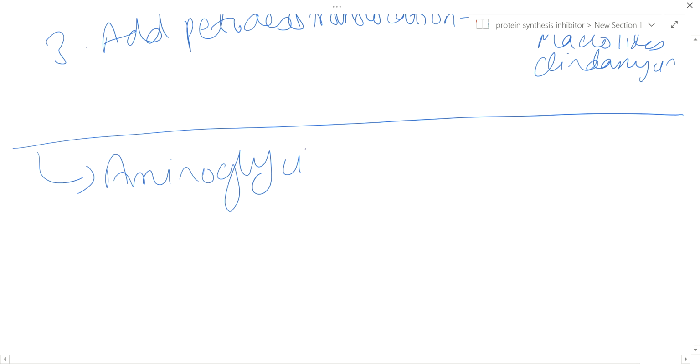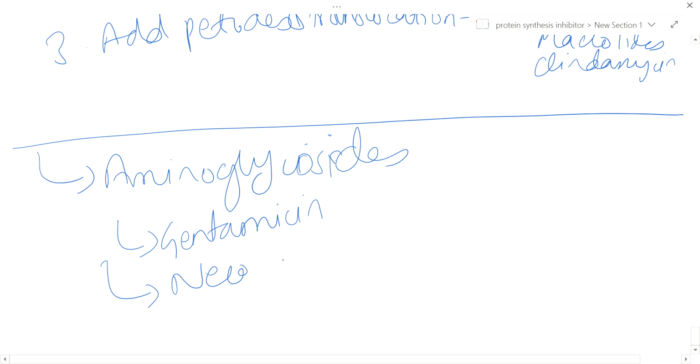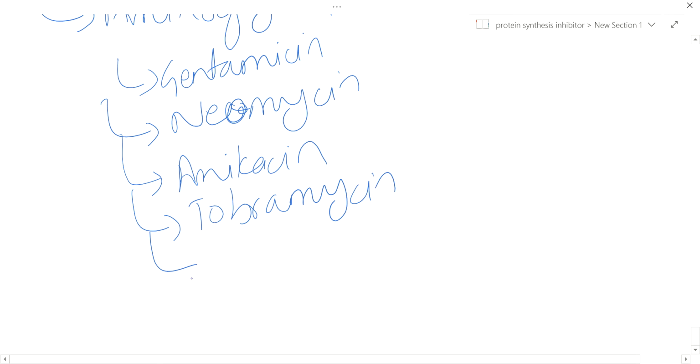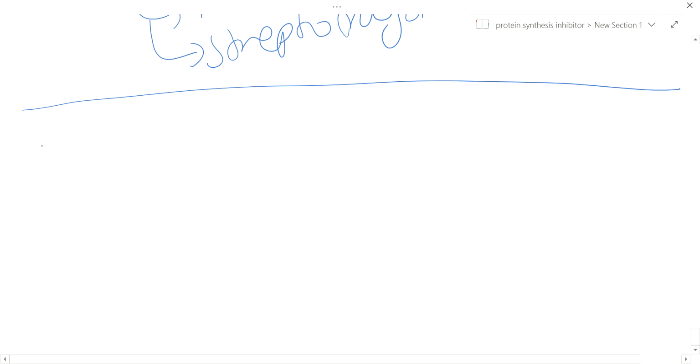So let's start with one group of drugs, that is aminoglycosides. Some examples of aminoglycosides are gentamicin, neomycin. These are all drugs under aminoglycosides. Amikacin, tobramycin, and streptomycin. So let's learn about its mechanism of action.